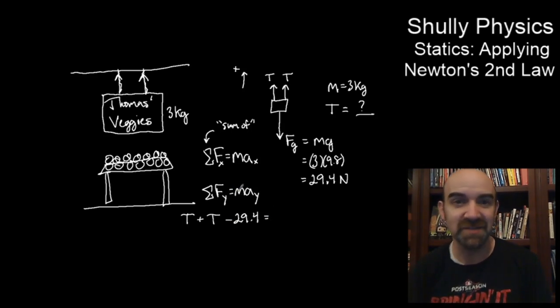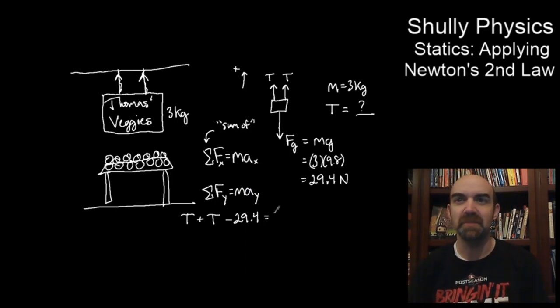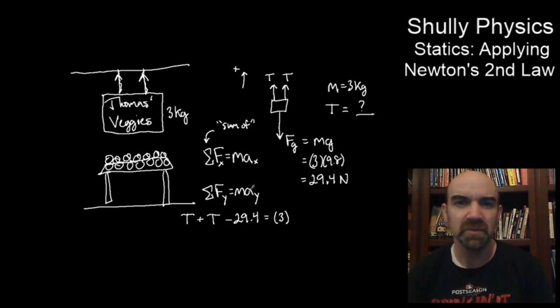And we're going to have mass times acceleration. So here's where the mass comes back in. We're going to write 3 as the mass. And then, wait a second. What is the acceleration in the y direction going to be?